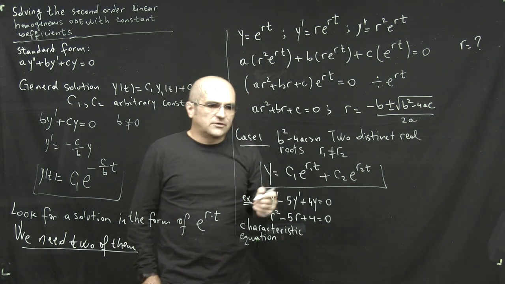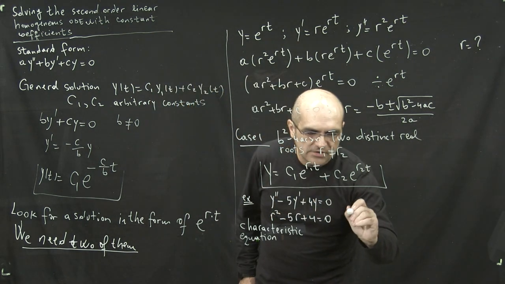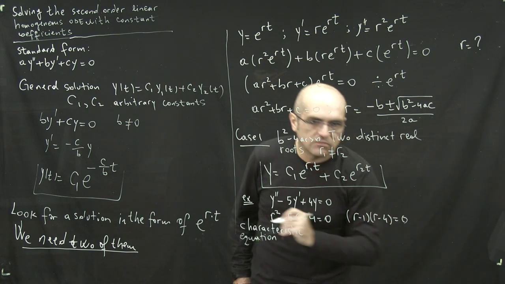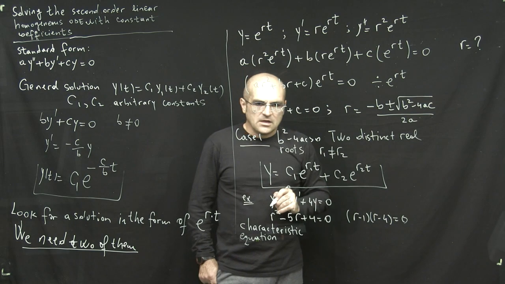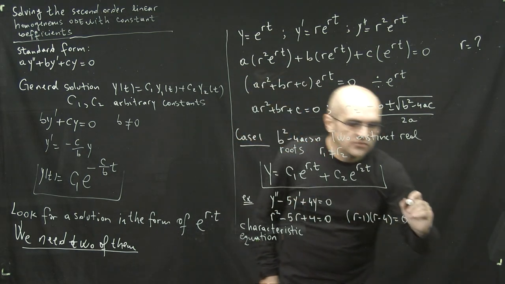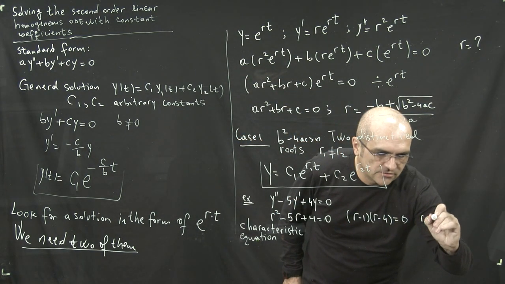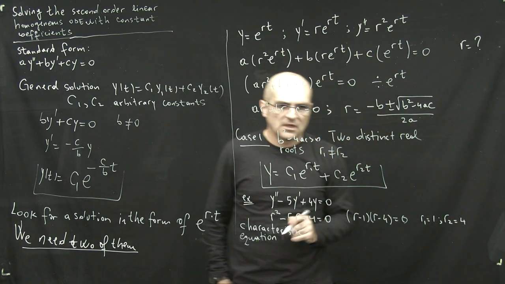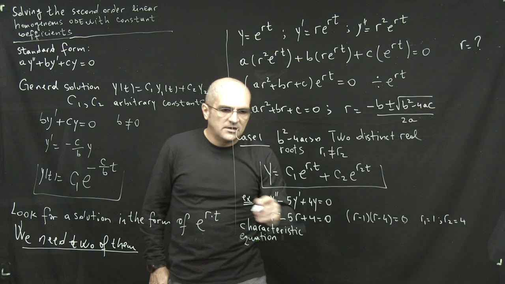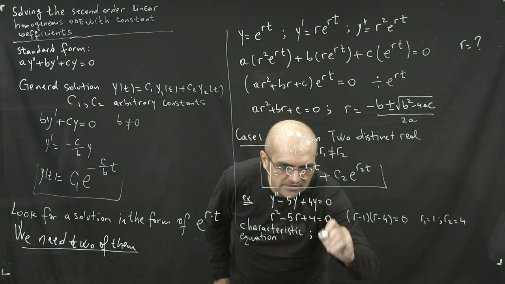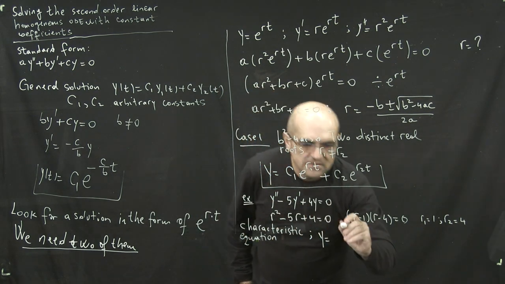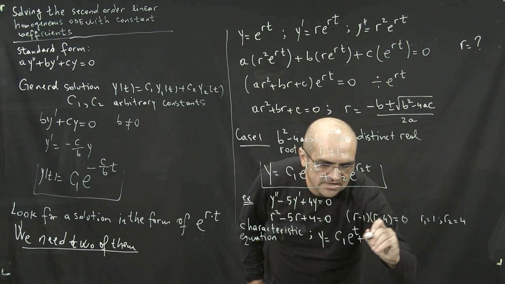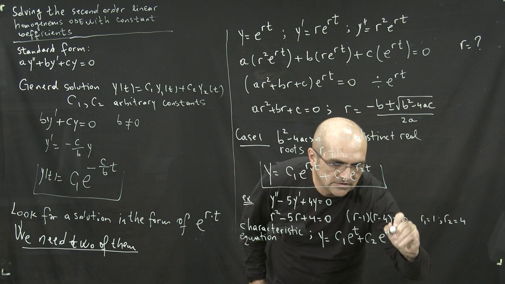This one happens to factor nicely. This factors into r minus 1, r minus 4 equals 0. So that means you are in case 1 when you have two distinct real roots, r1 equals 1, r2 equals 4. And so according to the formula, the general solution of the ODE is c1 e to the r1t, that's e to the t, plus c2 e to the 4t.